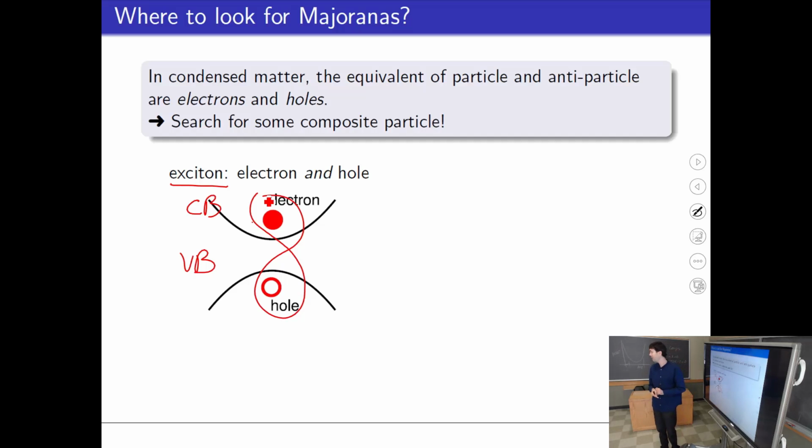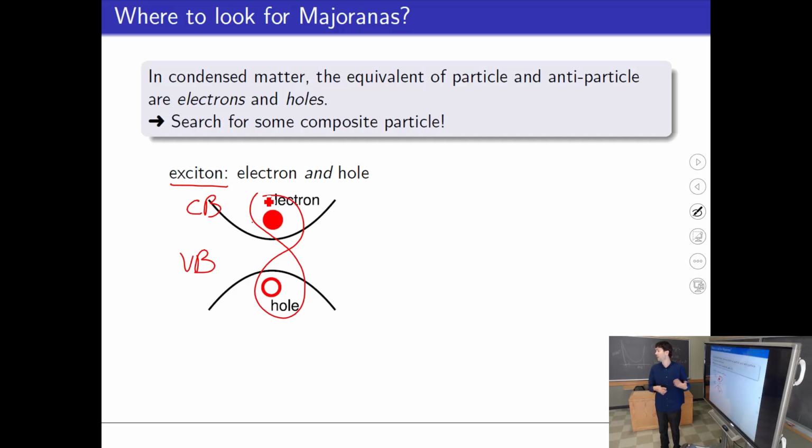But this is not a fermion. Here you have actually two fermions, one full electron and one full hole. And so two fermions put together have a spin 1. That's a boson. It's not a fermion at all. So for bosons, we are not interested in them.